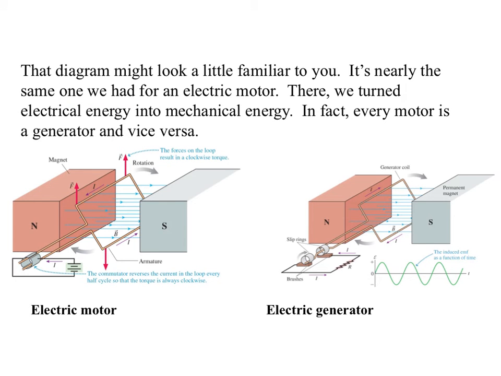Now the diagram might look a little familiar to you. It might not, but it might. It's nearly the same one we had for an electric motor. There we were turning electrical energy into mechanical energy. And in fact, every motor is a generator and vice versa, although one might be more efficient at one role than the other. So here we had the idea that if we feed a current through the coil, it will spin in a magnetic field. So we're able to make this axis spin just by pumping current through. Instead here, if we can somehow drive this loop, we can pull out current and then go back and forth that way. So we'll see that a lot.